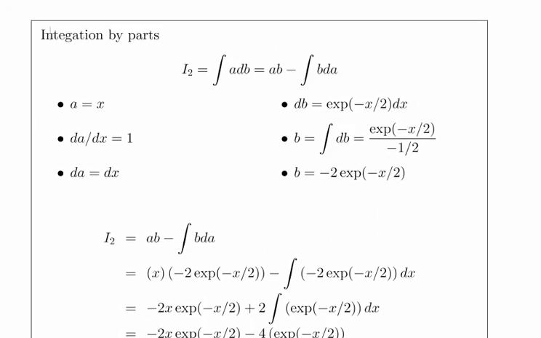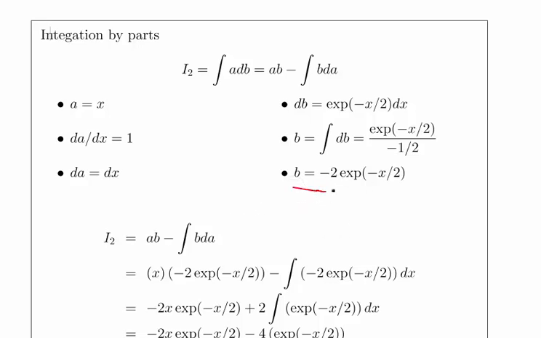Here, rather than u and v, I'm going to use a and b, but it's really the same idea. It's just to keep my notation as distinctive as possible. a is equal to x, da is equal to dx. db is equal to the exponential of minus x over 2 dx, so we get that back.